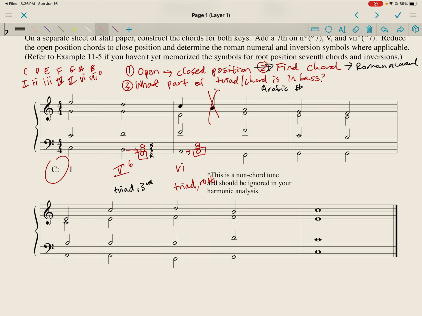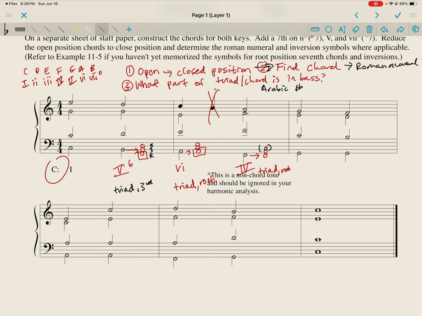So here we have an F, another F, and an F and an A. We're going to assume that that C is there, so you have an F, A, and C. And essentially what we're looking to do is say, is our root in the bass, which yes it is, and we're in the key of C major, so that has to be a 4 chord. We have a triad in root position.